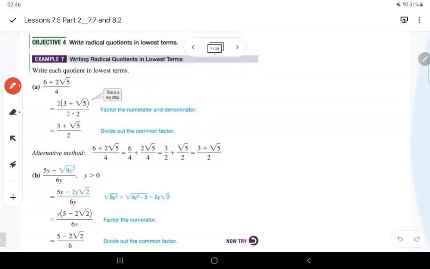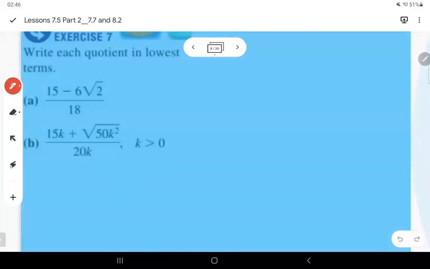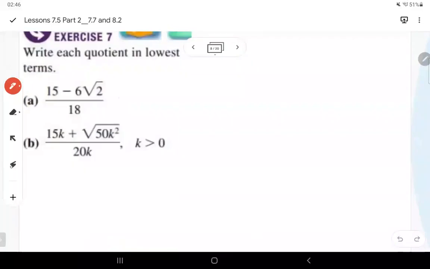We want to make sure that we can factor the numerator and denominator if possible, and then divide out any common terms. So again, we're factoring and then dividing out the common factor. So these are actually the last two questions in the lesson. So let's take a look at everything. 15, 6, and 18.